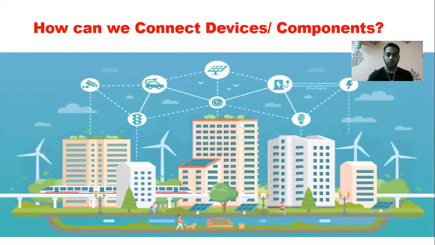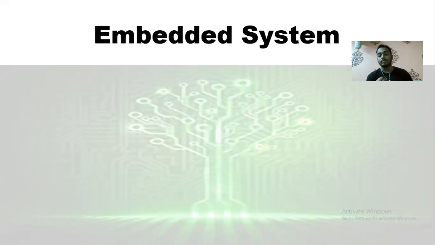So if you want to learn how we can connect the components in IoT technology, the first term you should know is embedded system. So what is an embedded system? The embedded system is a combination of software and hardware. This system is basically based on the computer system. The basic definition of an embedded system is that it is a combination of hardware and software.